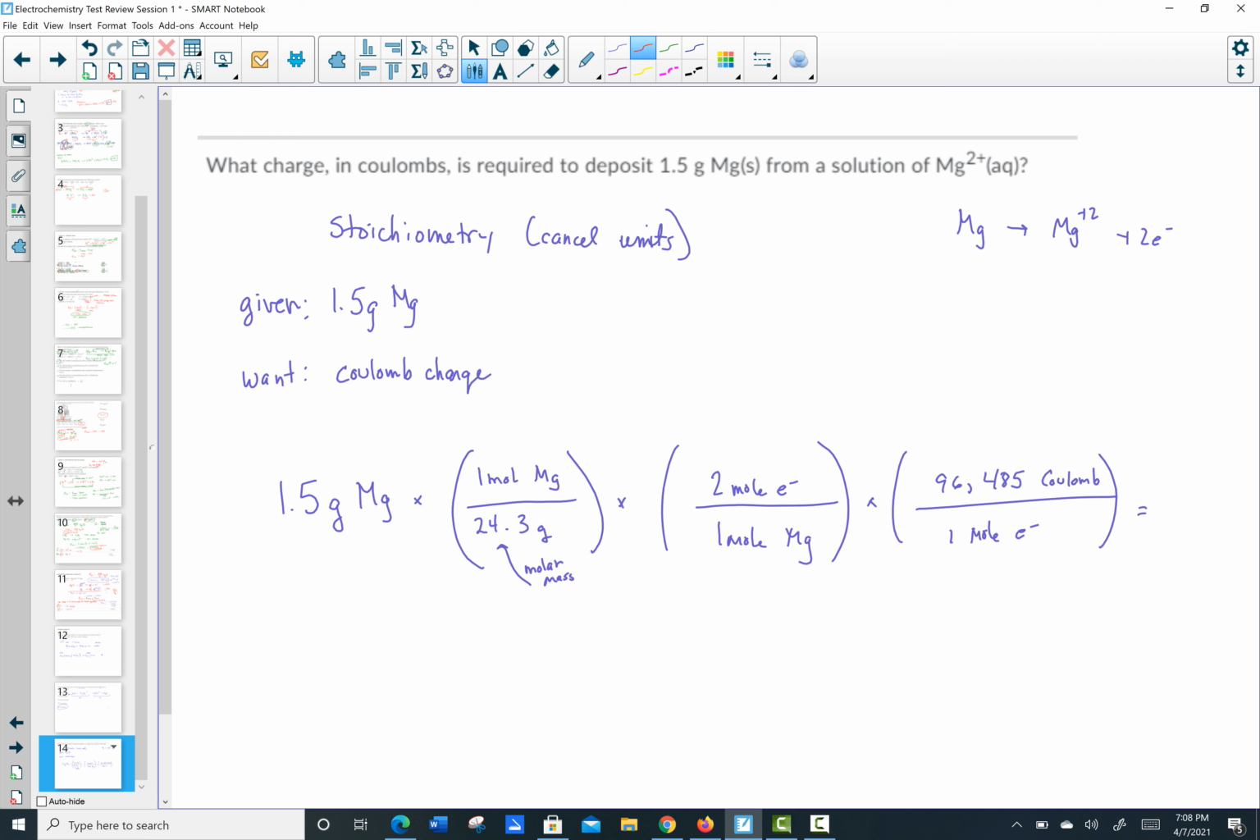We're there. Step 1, the grams canceled. Step 2, moles of magnesium canceled. Step 3, moles of electrons canceled. And we've arrived at the unit we wanted, coulomb. So let's hit it out. 1.5 divided by 24.3 times 2 times Faraday's constant.